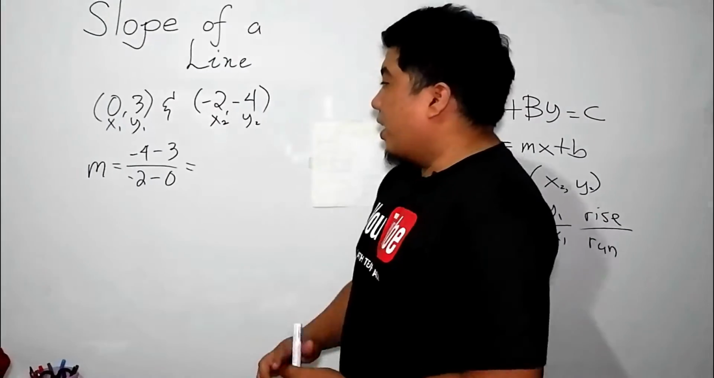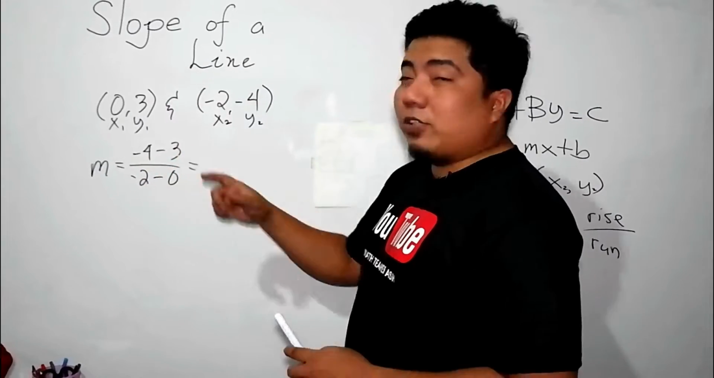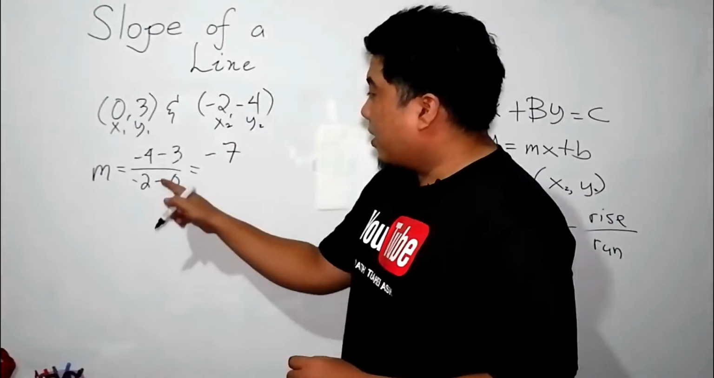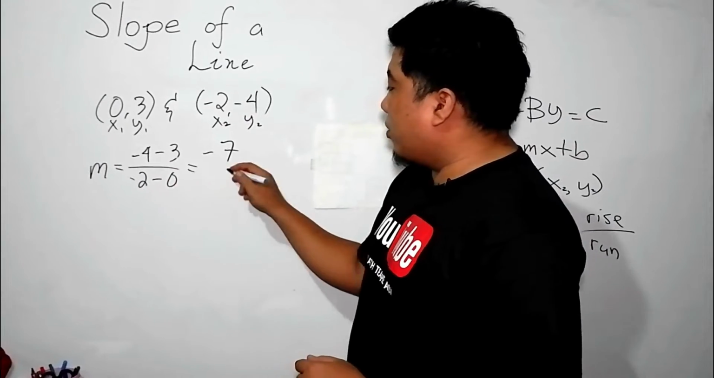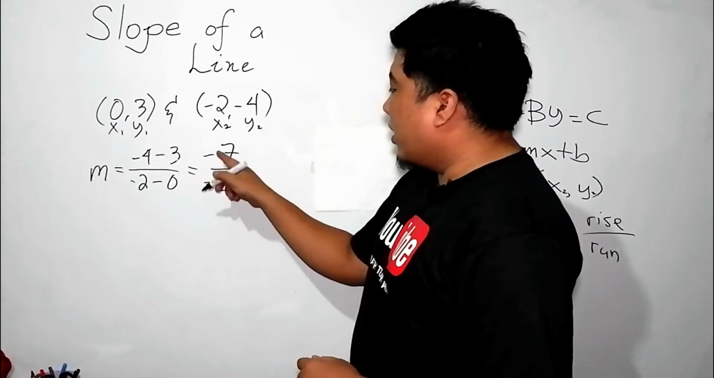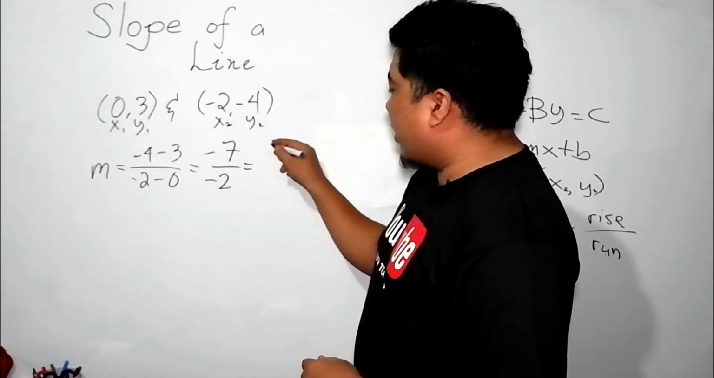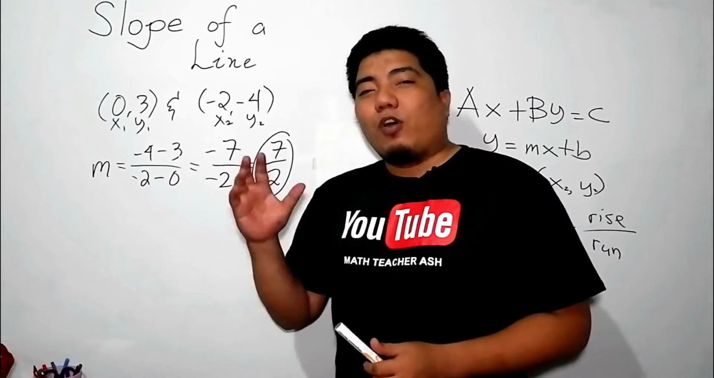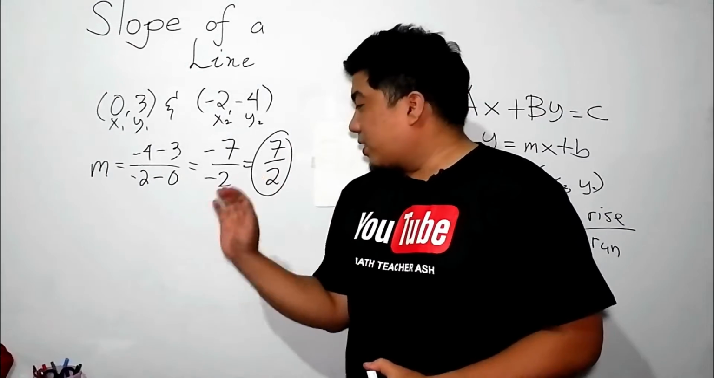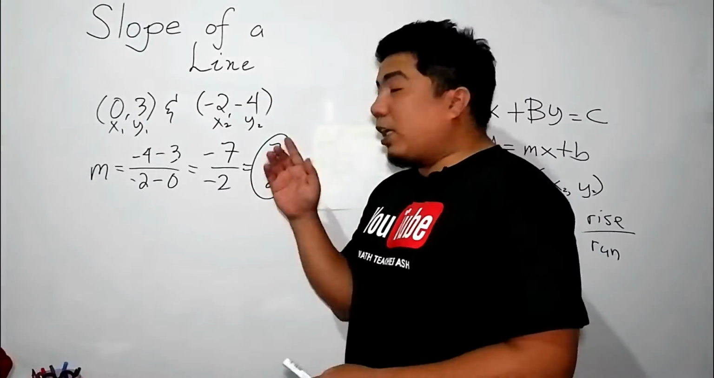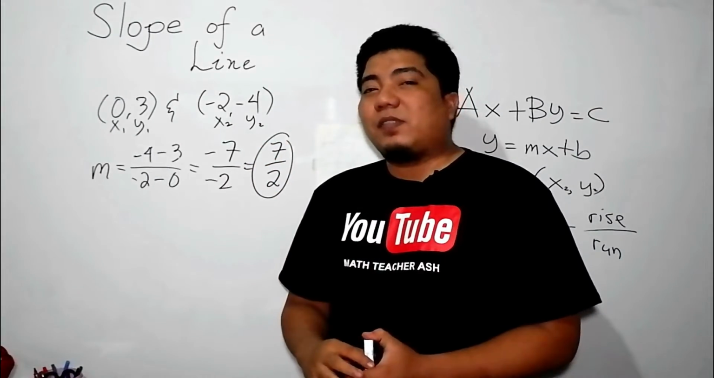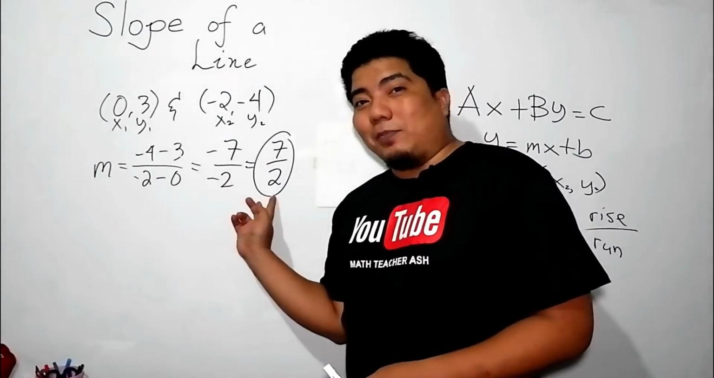Okay? So, let us try. Negative 4 minus 3, the answer is negative 7. Negative 2 minus 0, that is negative 2. Since both are negative, this will become 7 over 2. And that will be the value of your slope, 7 over 2. Meaning that it will rise up 7 times and it will run on the positive side 2 times.